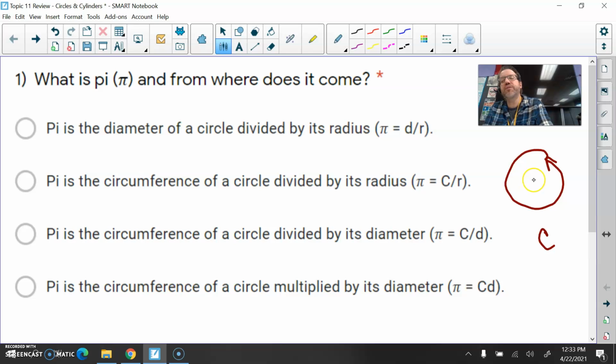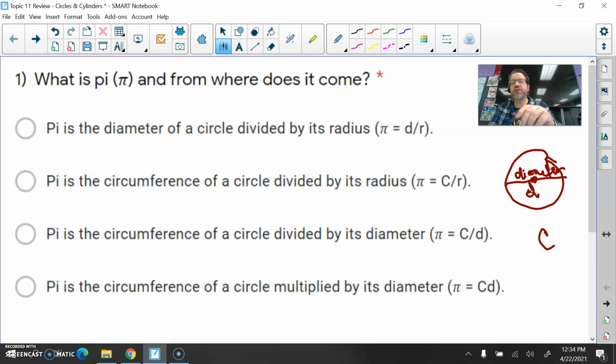Now, every circle you can measure its width. How wide is it at its widest point? And the widest point passes through the center of the circle. This measurement is called the diameter, which I can label with just the letter D.